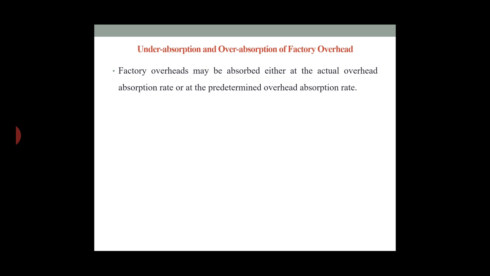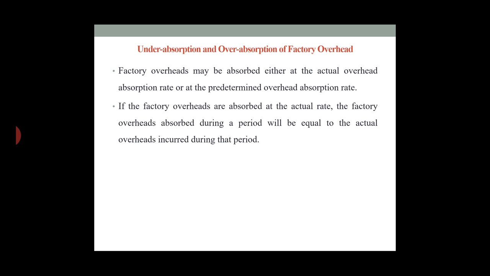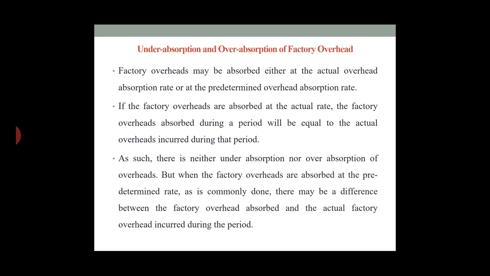Then under absorption and over absorption of factory overhead. A factory overhead may be absorbed either at an actual overhead absorption rate or a predetermined overhead absorption rate. If the factory overhead is absorbed at an actual rate, the factory overhead absorbed during the period will be equal to the actual overhead incurred during that period. In such a case there is neither under absorption nor over absorption of overhead, but when the factory overhead is absorbed at a predetermined rate, as is commonly done, there may be a difference between the factory overhead absorbed and the actual factory overhead incurred during that period.